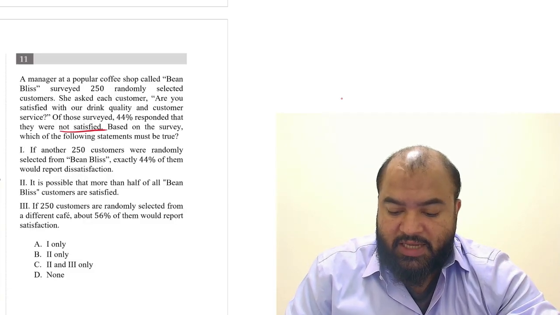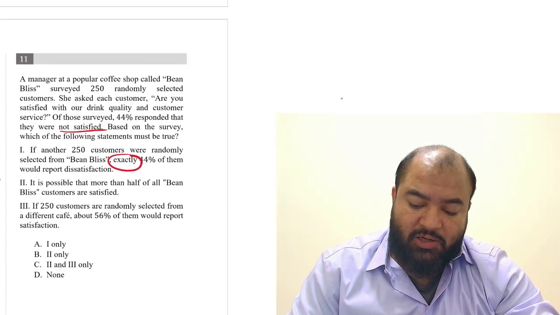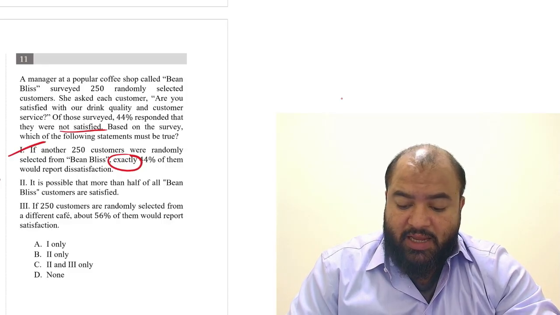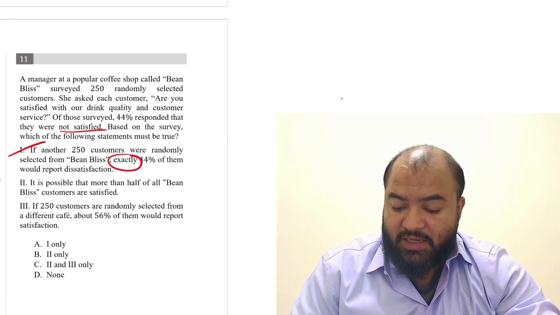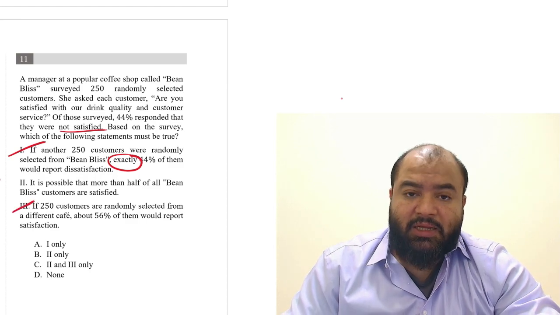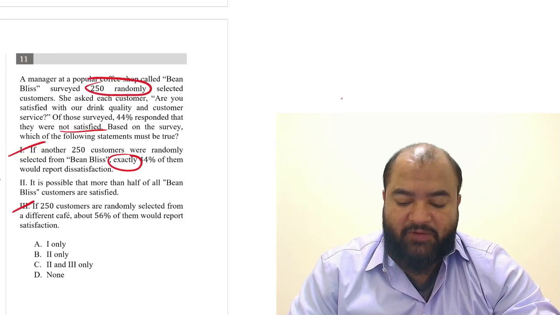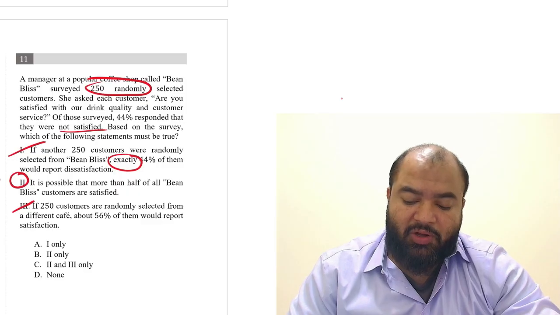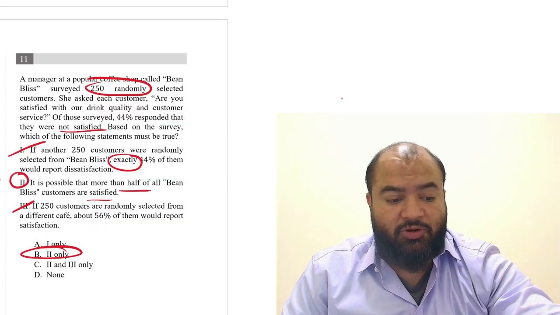But one thing you have to understand is that the sample results may vary. So number 1, the word "exactly" is very extreme. So exactly 44%, it's not possible. Number 2 says it is possible that more than half of them are satisfied, yes, it is possible. Number 3, if 250 were randomly selected, 56% would report satisfaction. This is also very specific, and it can vary, definitely. So number 2 is for sure.